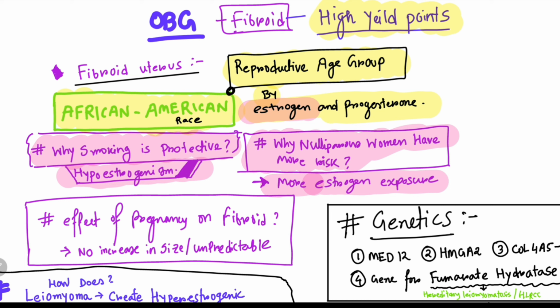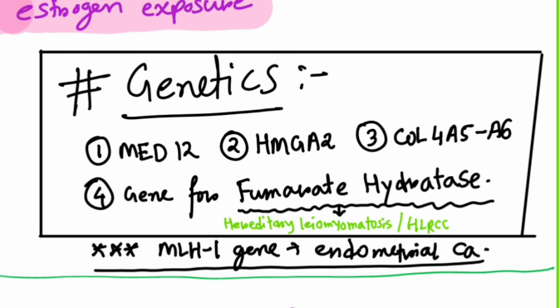Another fact that you might be asked is, what is the effect of pregnancy on fibroid? The answer is, it is unpredictable. Usually, there is not much increase in size during pregnancy. Now, a little more about the genetics of fibroid. There are certain genes which are involved in the development of uterine fibroid.